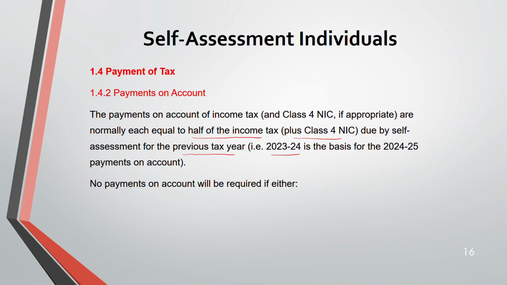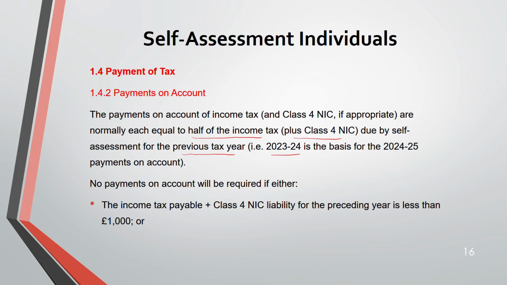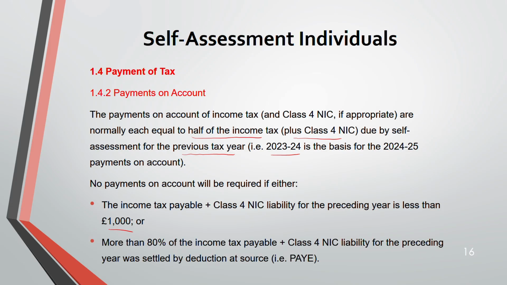Always 1 year back. No payment on account will be required if either your income tax plus class 4 amount is 1000 or less. Okay, if the amount is less than 1000, then no payment on account. Or, if more than 80% of your income tax plus class 4 was deducted at source. Okay, for the preceding year, that means the year before. And this is also the preceding year.